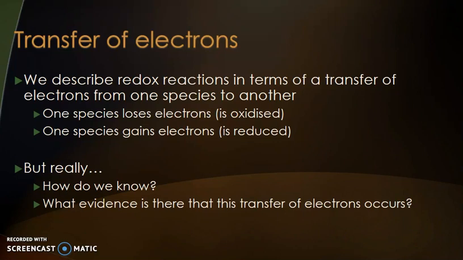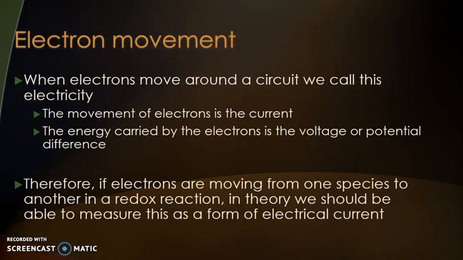But in fact, has anybody ever provided you any proof that this is what's actually happening? How do we know? Where is the evidence? And that's where electrochemistry comes into it. Those of you who take physics will hopefully recognize that the movement of electrons is what we call electricity. The movement of electrons is current, and the energy carried by those electrons is the voltage or potential difference.